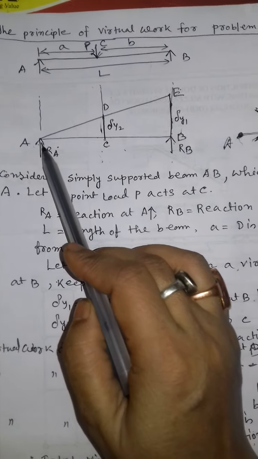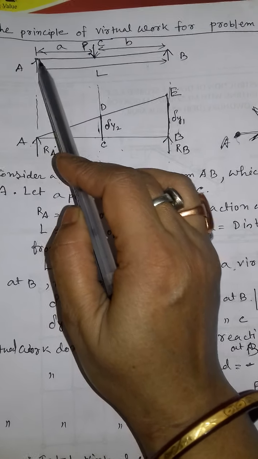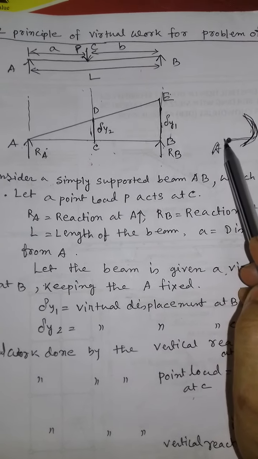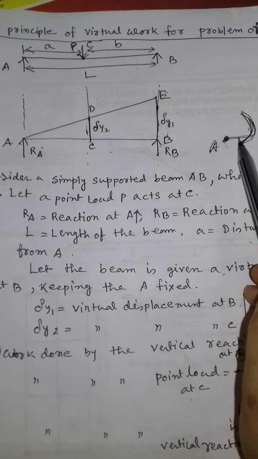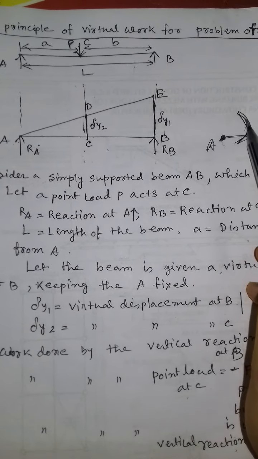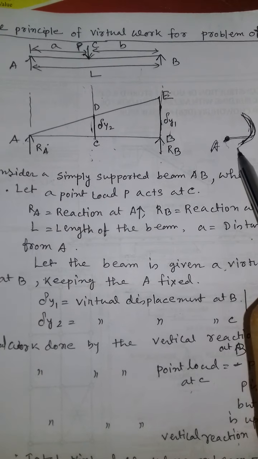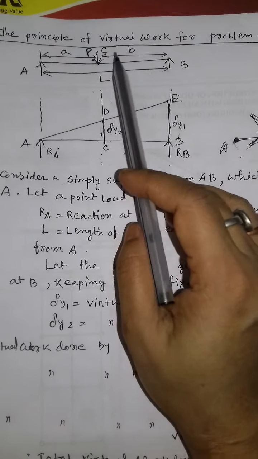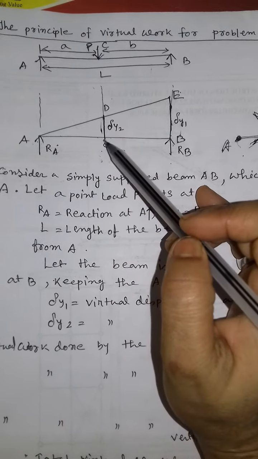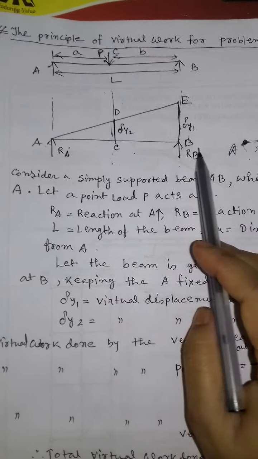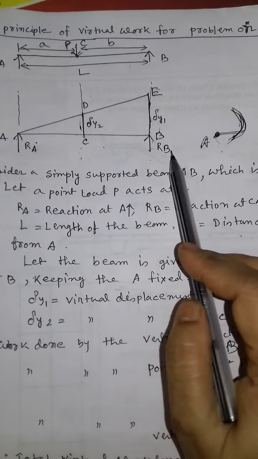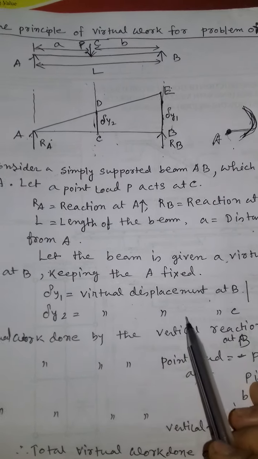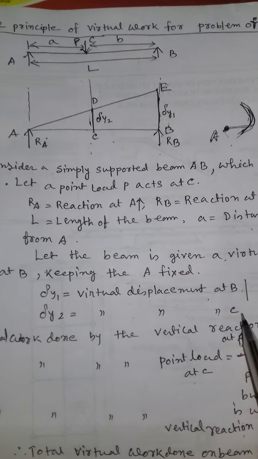Now we consider point A as a hinge. Due to the hinge there will be no displacement at A, and the beam will move in that way. Point B moves in that way, so displacement will occur at B and also at point C. Consider the displacement at B equal to del y1, which is a virtual displacement, and del y2 the virtual displacement at C.